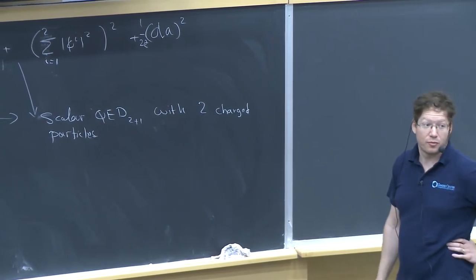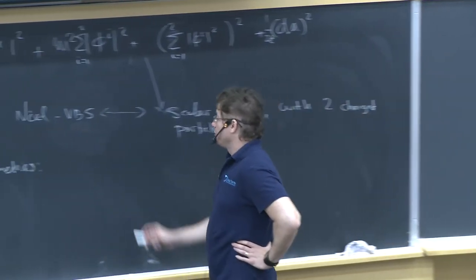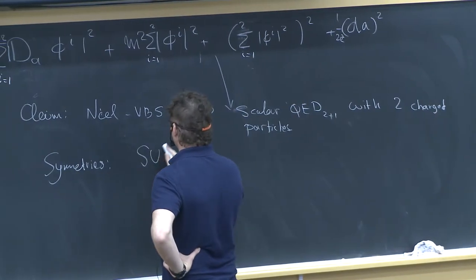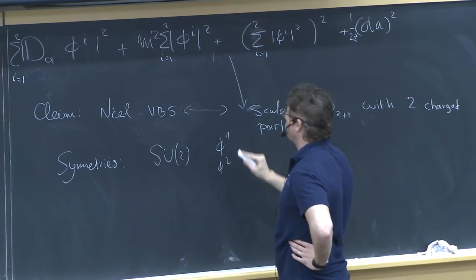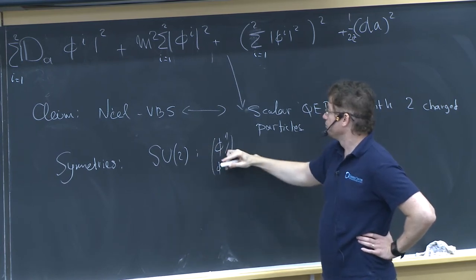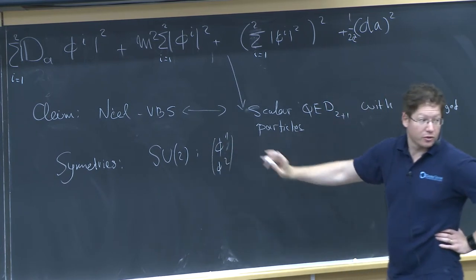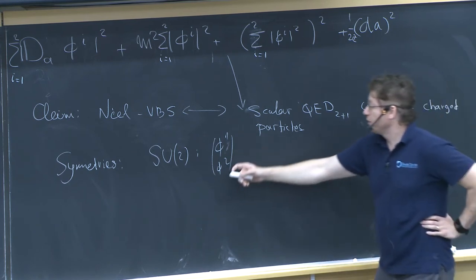So it should be some subgroup of SO4, SU2, very good. So we have an SU2, which all it does is that it rotates phi1 and phi2. We have two complex charged scalars, phi1 and phi2, and they're a doublet of SU2. We're soon going to make it precise. This is not completely correct yet. So phi1 and phi2 are a doublet.